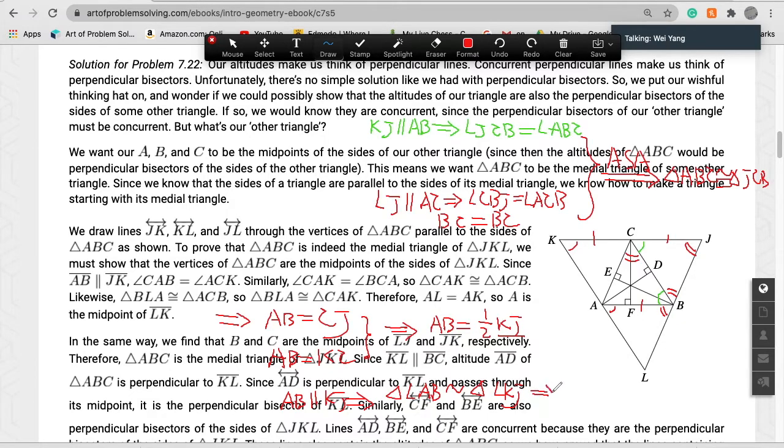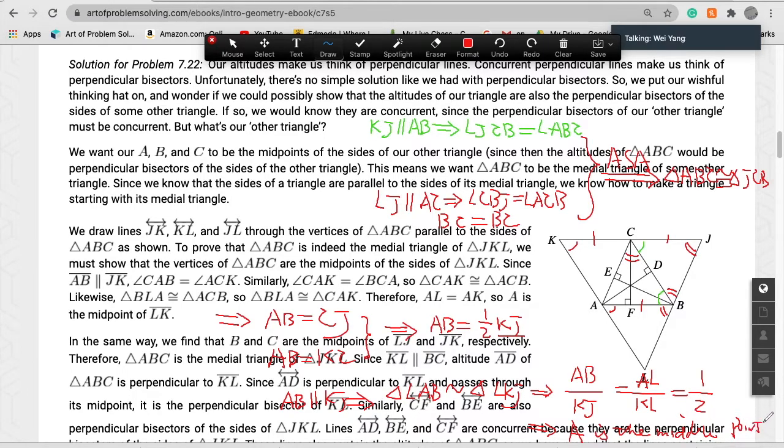From this similarity, you can get that the corresponding side ratios should be the same. AB over KJ will equal AL, or LA, over KL. This LA over KL, so this one also equals 1/2. So by this way, that means A is the middle point of KL, right? Because AL equals half of KL. So that means A is the middle point.